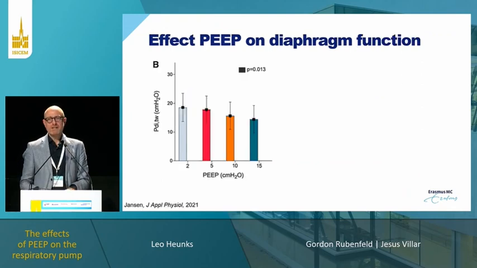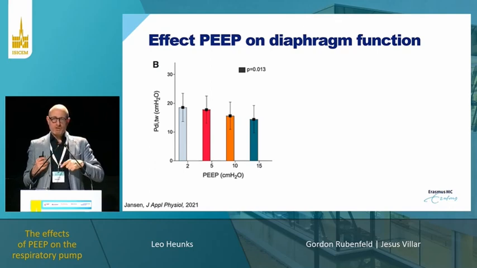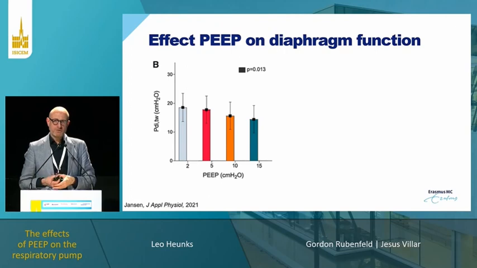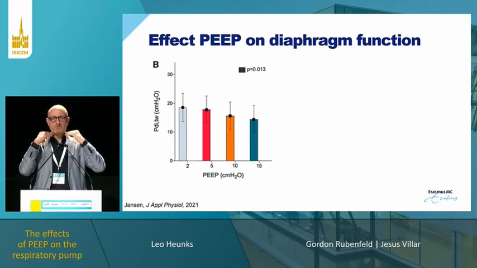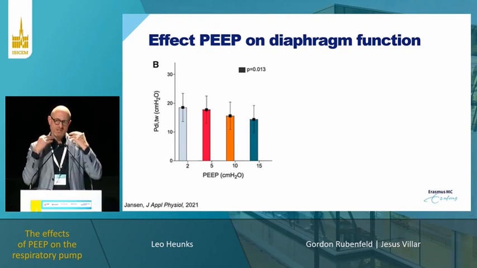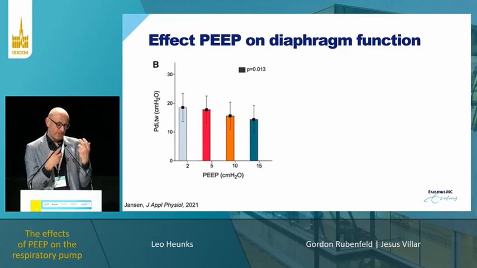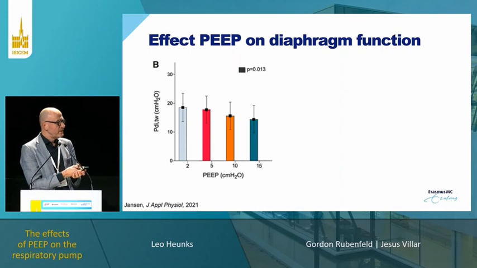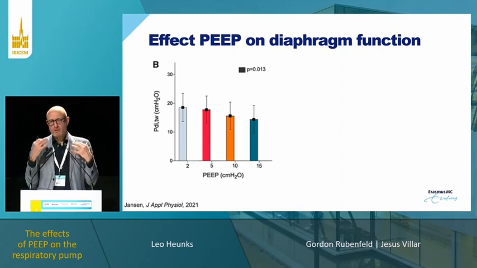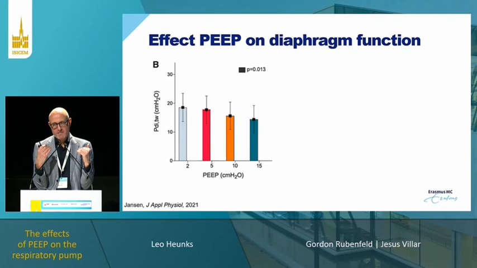Okay, so let's go back to the healthy subjects again. We looked at the contractile properties of the diaphragm. Double balloon catheters, gastric esophageal balloons, were inserted, and the phrenic nerves were magnetically stimulated to investigate the pressure generating capacity. And as you can see here, the higher the level of PEEP, the lower the level of pressure that could be generated. So PEEP impairs pressure generating capacity of the diaphragm.